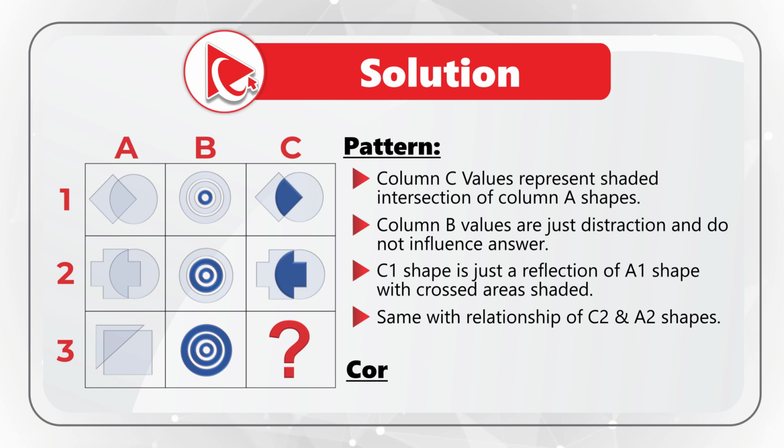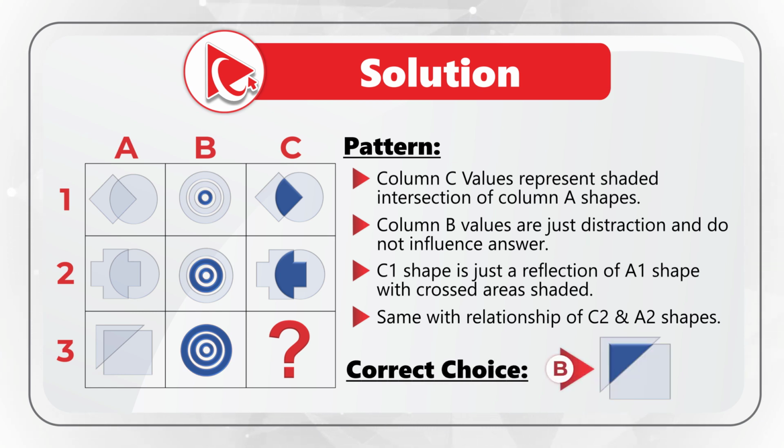Considering this, the correct choice here is choice B, where a triangle and square are intersecting, and there's a shaded gray area on the intersection. Do you have a better solution? Please make sure to post it in comments.